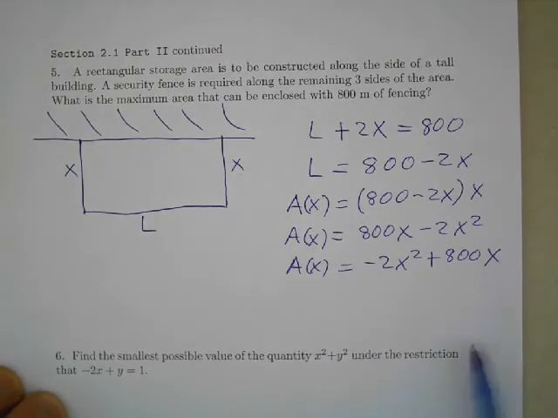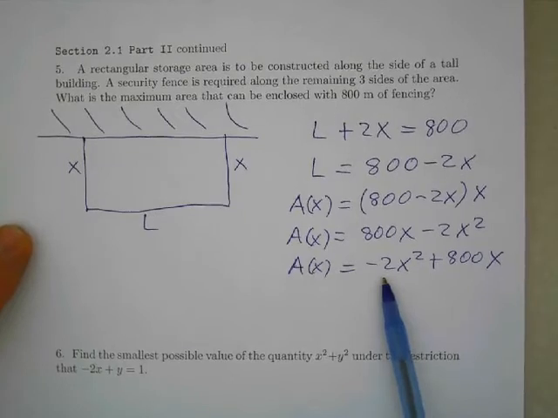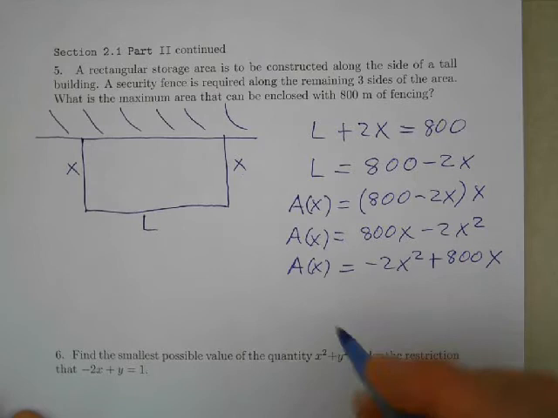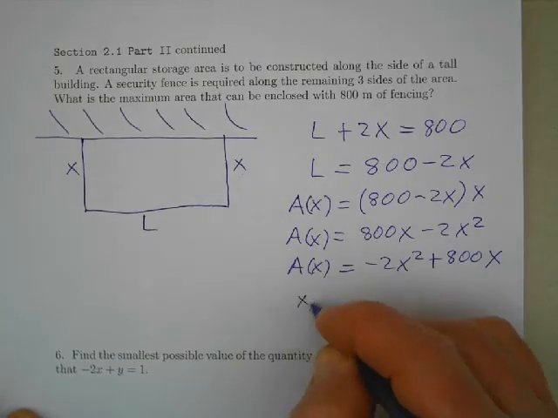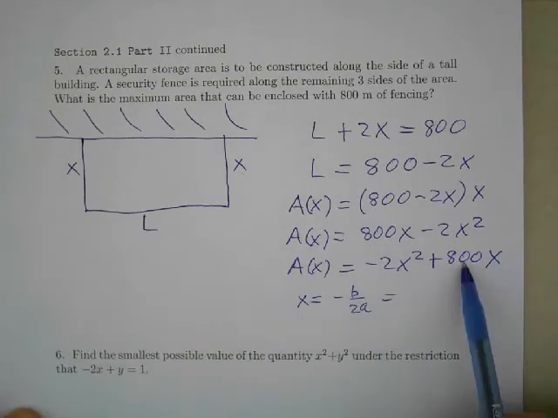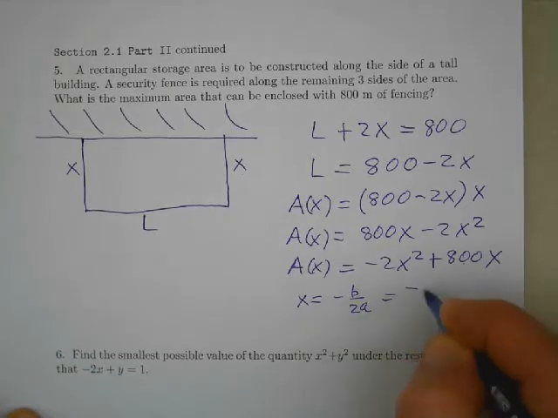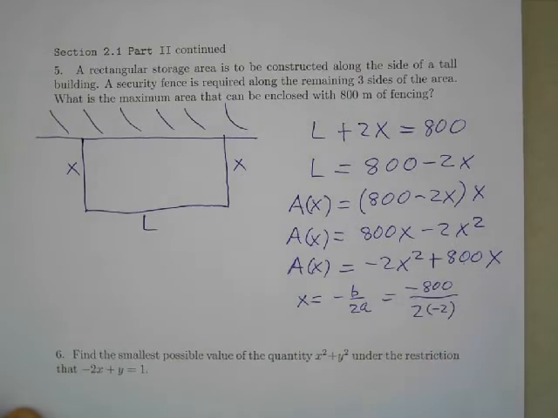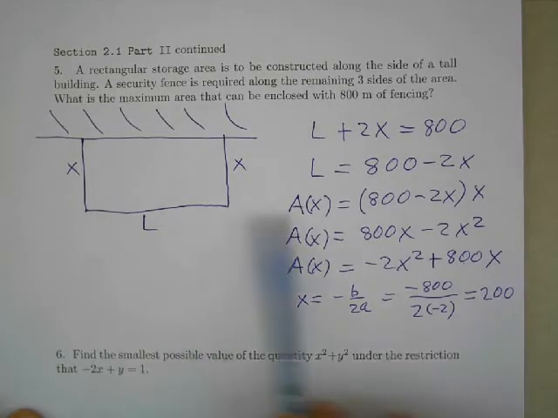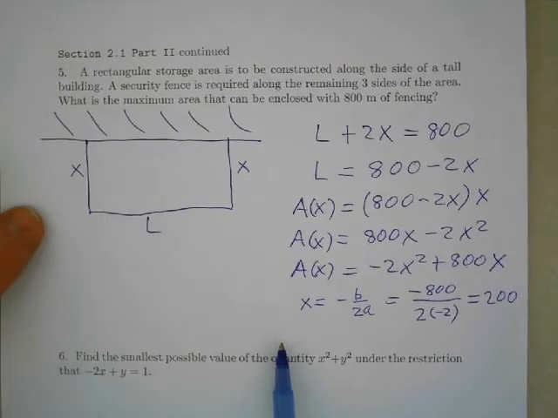This function is a quadratic function with a leading coefficient that's negative, so that means it does have a maximum value, and the maximum occurs at x equals negative b over 2a, where b is 800 and a is negative 2. So negative b over 2a is the negative of 800 divided by 2 times negative 2. Negative 800 divided by negative 4 is positive 200. So when the value of x is 200, the area will be a maximum.